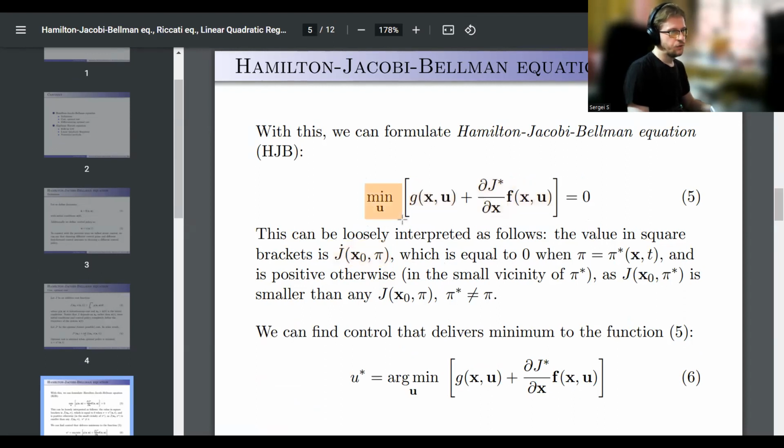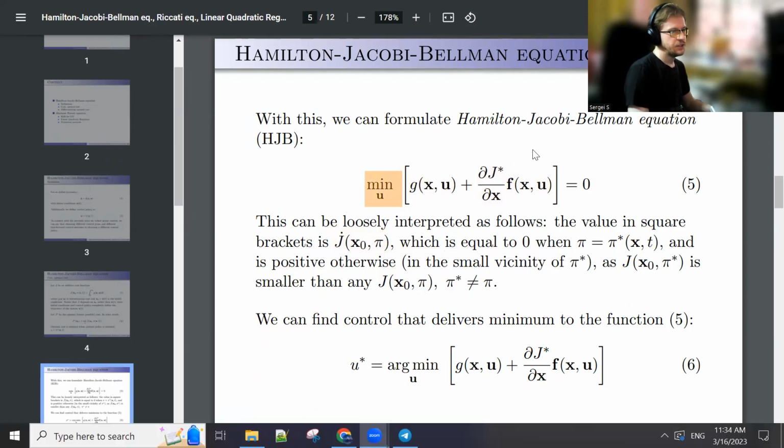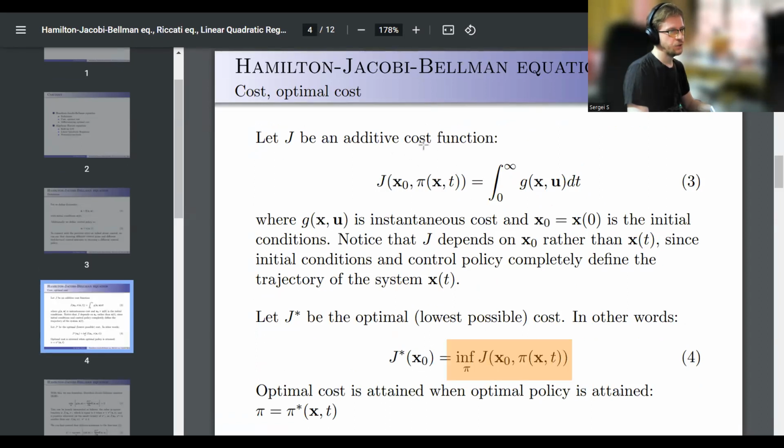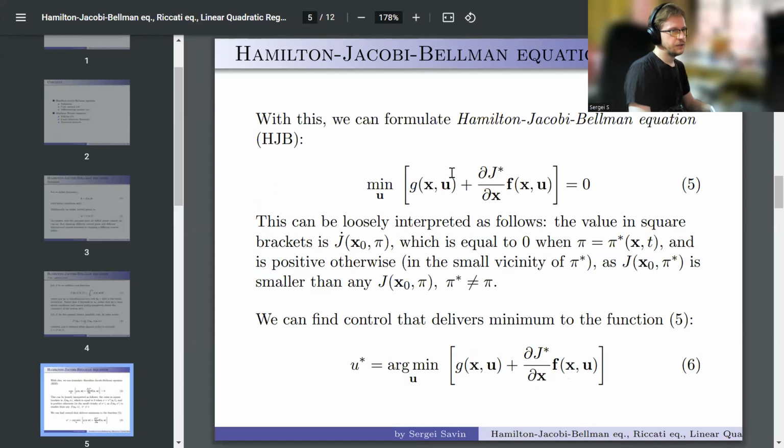The min over u you can interpret as coming directly from the fact that we are talking about optimal cost, which is the infimum over J. So we didn't just work with J, we worked with the infimum over J. And we set it equal to 0.